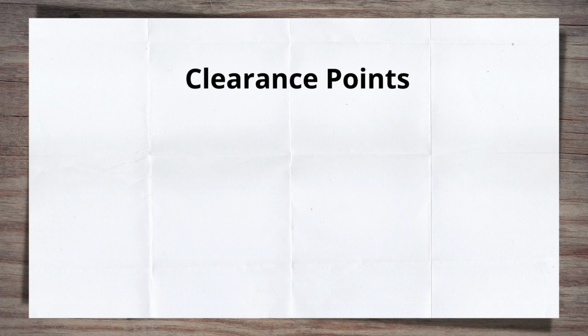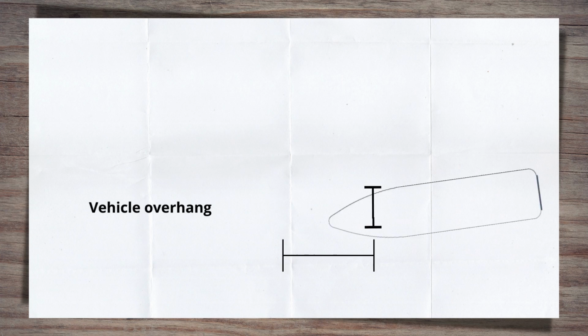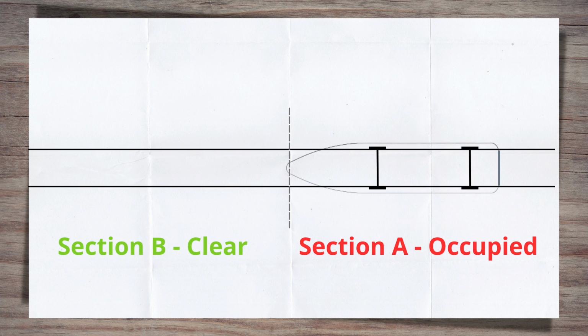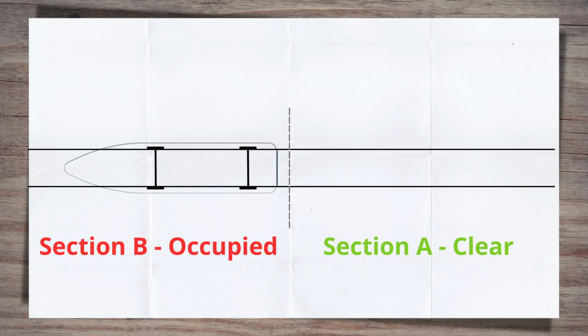So next is the clearance point. There's two measurements to consider here, the safety margin and the vehicle overhang. The vehicle overhang is the distance between the nose or front of the train body and the first axle. But why is this important? Track circuit and axle counter signalling systems, both used to determine the position of a train to a signaller, use the train's axles to detect the train entering a section of track. Track circuits do this by passing a current from one rail to another through the axle, while axle counters count the axles in and out of the track section.